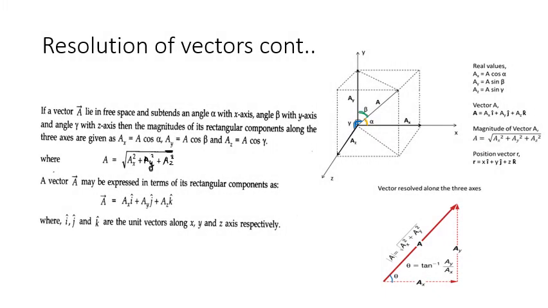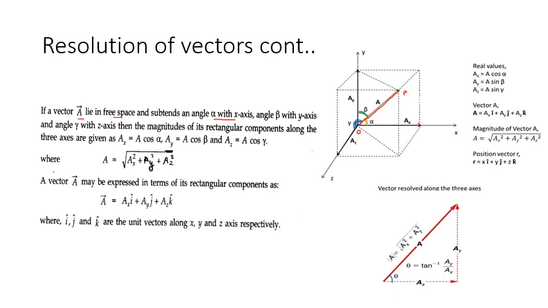Students, now we are going to see resolution of a vector in 3 dimensions. Consider a vector A lying in free space. What is this free space? It has 3 coordinates, x, y and z coordinates, and subtends an angle alpha with the x-axis. Look at the diagram, students. See, this is your origin, from origin to point P. Imagine this is your point P. And from origin to point P, it has the vector A. And this vector A makes an angle alpha.